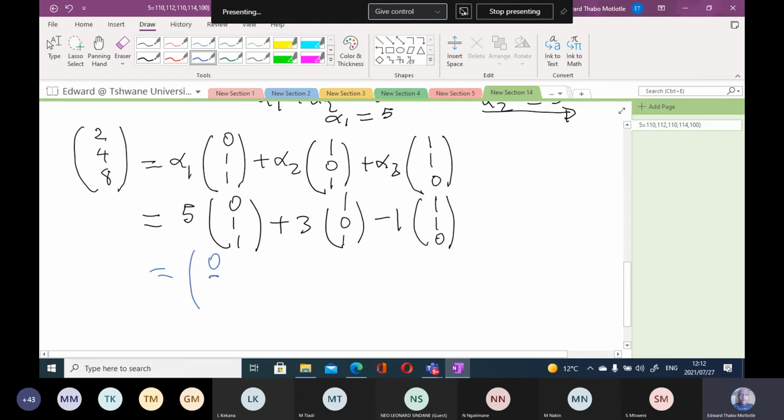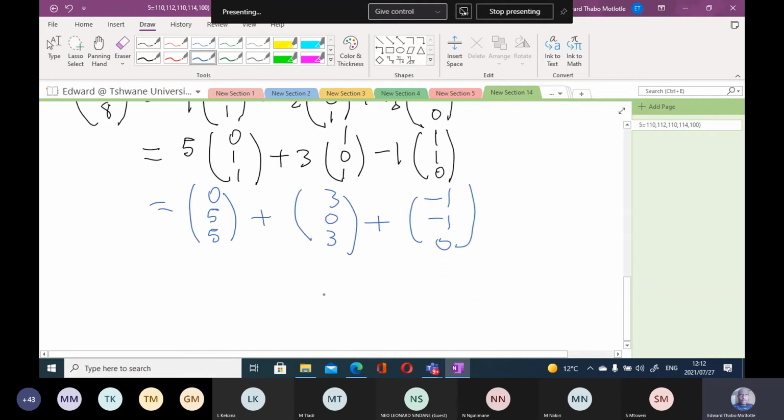So this is 0, 5, 5 plus 3, 0, 3 plus minus 1, minus 1, 0. So let's add. The first one gives me 2. The second row gives me what? 4. The last one gives me 8. So this means the left hand side is equal to the right hand side. This means our solutions are correct.